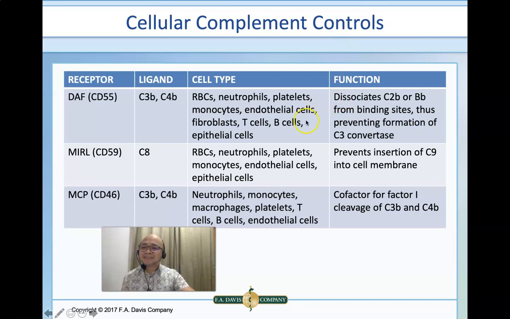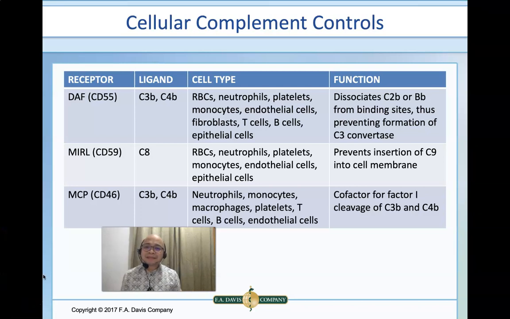And then we also have the MIRL, membrane inhibitor of reactive lysis, otherwise known as CD59. The ligand, or the one that will attach to CD59, is C8. CD59 is found on the surface of RBCs, neutrophils, platelets, monocytes, endothelial cells, and epithelial cells. So if C8 binds with CD59, you'll not be able to insert C9 into the cell membrane. Therefore, no cell lysis.